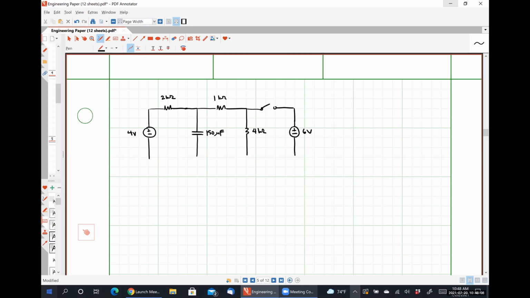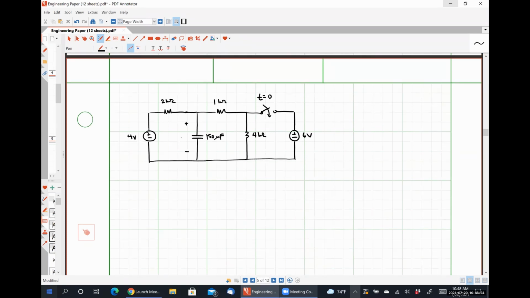And let's say that the switch is closing at t is equal to 0. I want us to determine the voltage drop across the capacitor, Vc of t, and the current flowing through this resistor, IR of t. So this is going to be a total response problem because the 4-volt capacitor, excuse me, the 4-volt resistor is always going to be influencing the behavior of the capacitor.